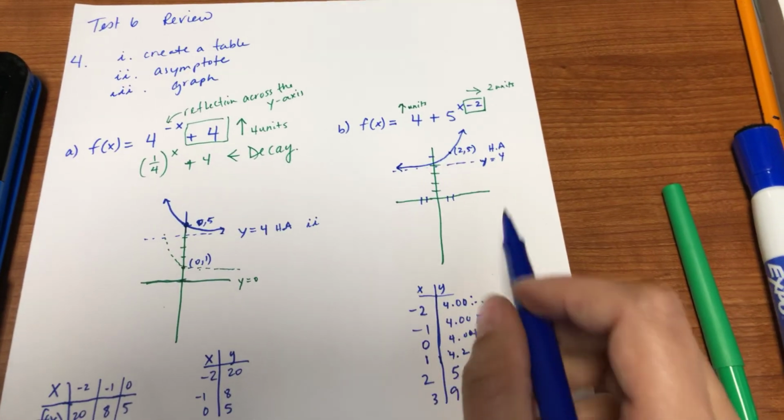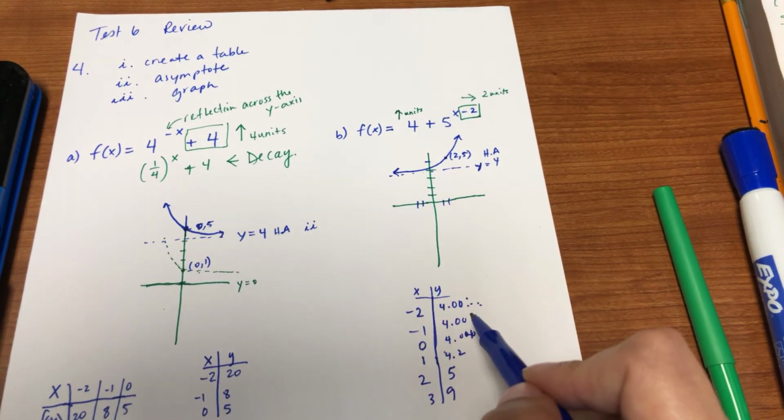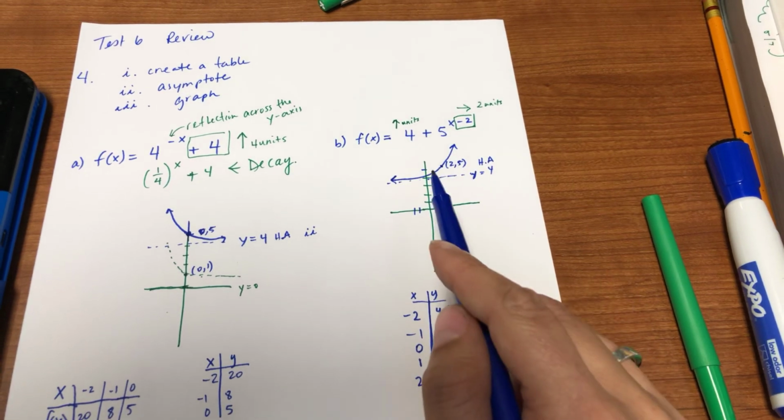So hope this helps. Again, we answered our question. We have a table, we have our asymptote, and of course we have our rough sketch.